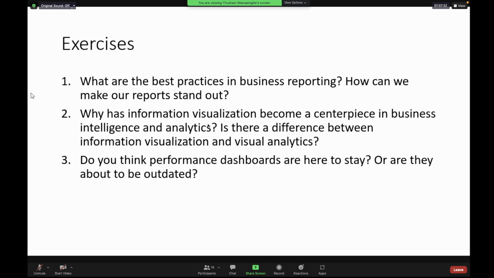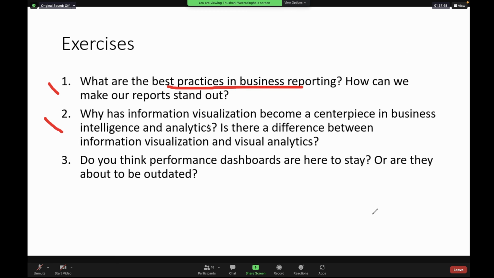Then I have given you a few questions here. What are the best practices in business reporting? How can we make our report stand out? This is about the things that we discussed today, and you can also think about the best practices in business reporting, because you want to summarize views and provide the information to the required people.